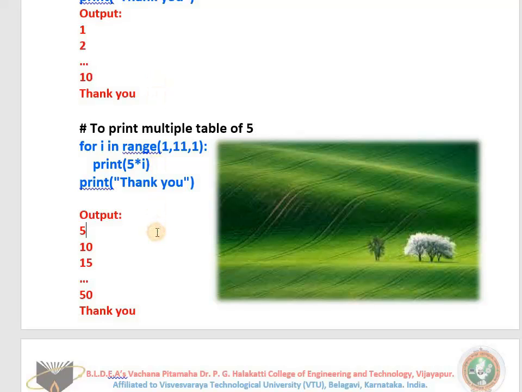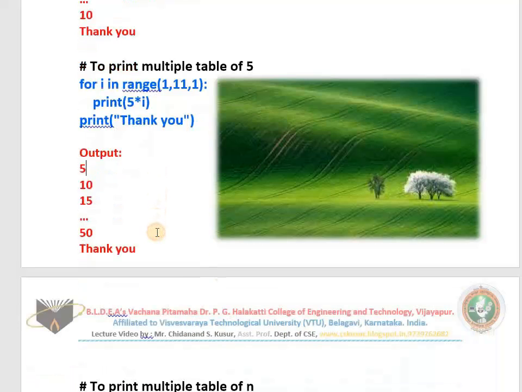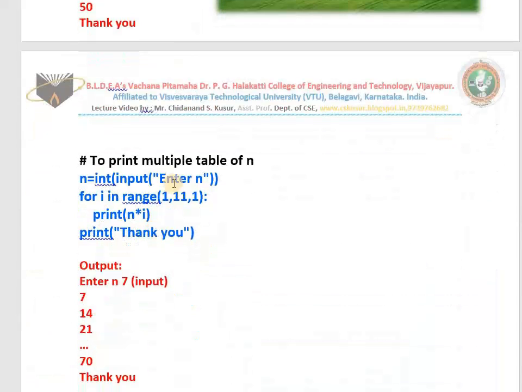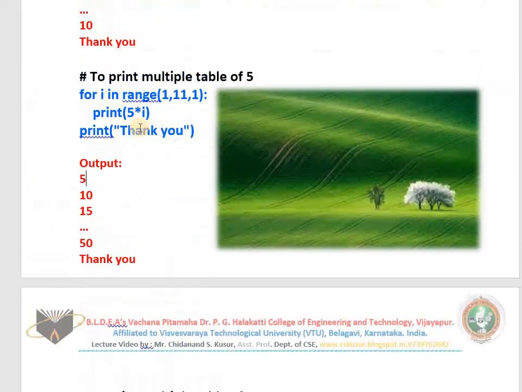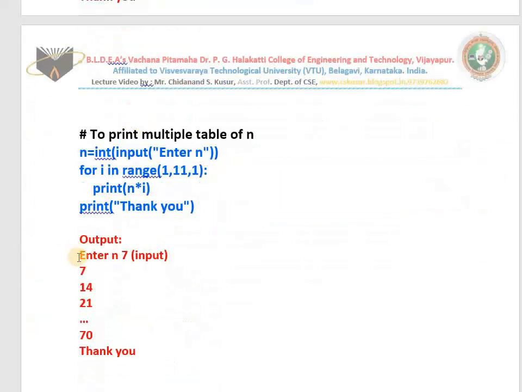Thank you. Now I change the question. Write a Python program to print the multiplication table of n. In the previous code we printed the multiplication table of 5. But this time it will ask you to enter the value of n. Whichever number you enter, we are going to get that multiplication table. Then how to write the program? Very easy. First we read n.